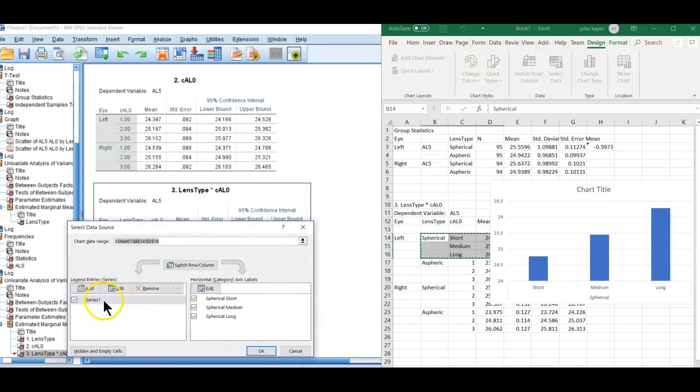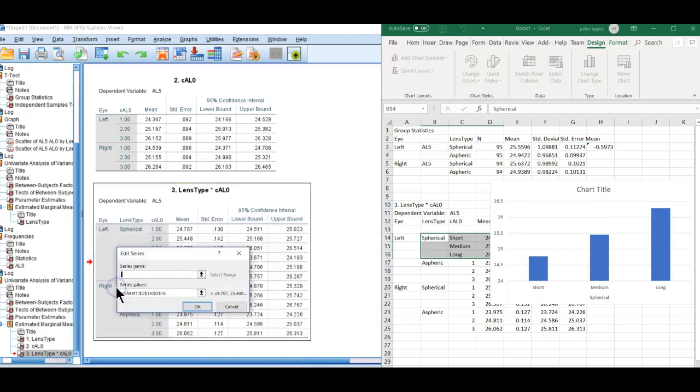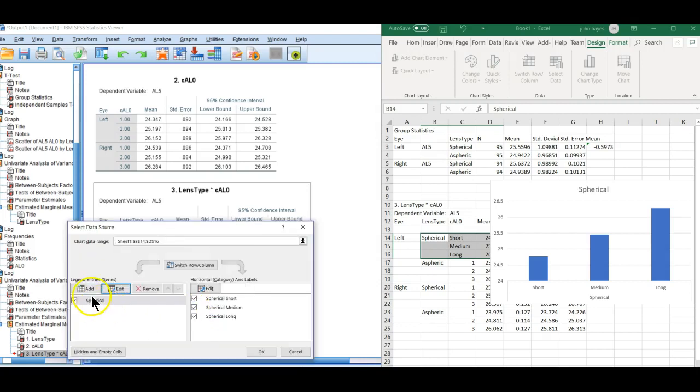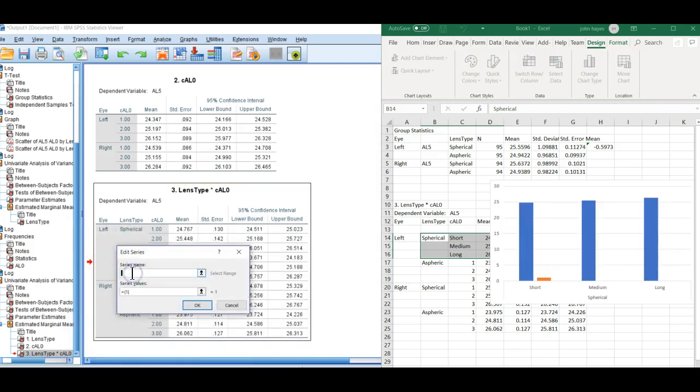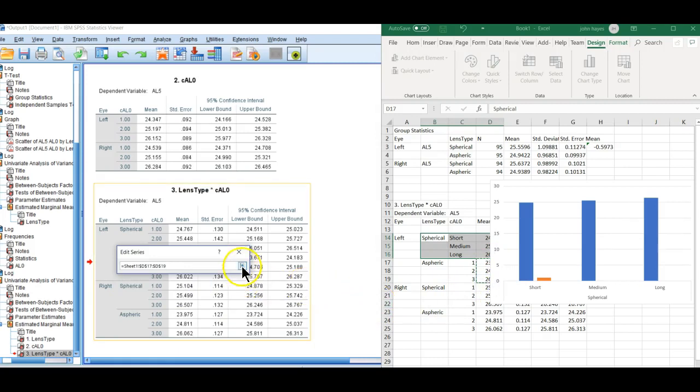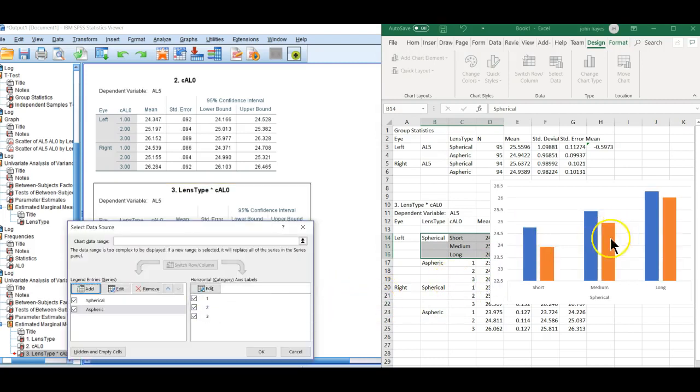And then we're going to edit this first section, which we're going to give it a name, spherical. And then we're going to add, this wasn't a bad idea at all. Okay, we're going to add aspheric. And then we're going to highlight these three. And now we get our graph.